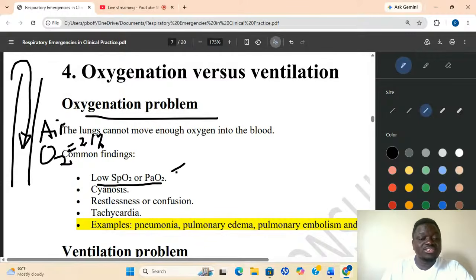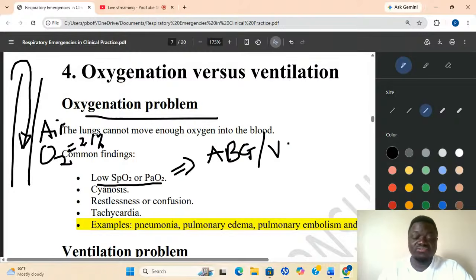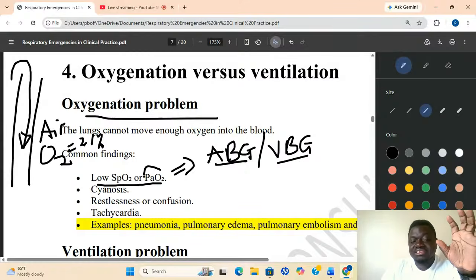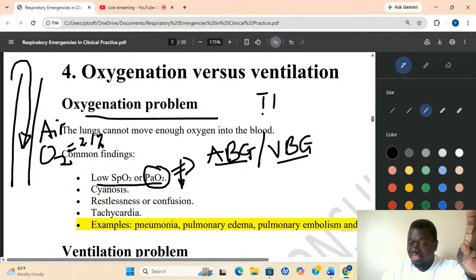Or if you do your ABG analysis, or VBG, if you are not good with getting arteries to tap blood from, use the veins and get your blood gases. So you see that the partial pressure of oxygen has dropped. That should tell you that I am having type 1 respiratory failure. If I don't treat these patients, they will arrest.